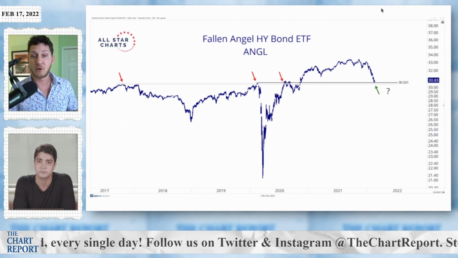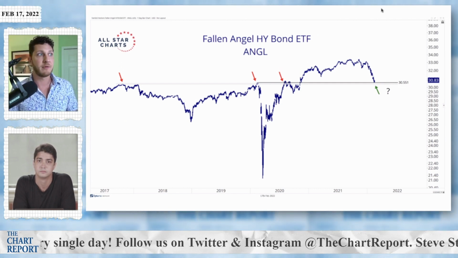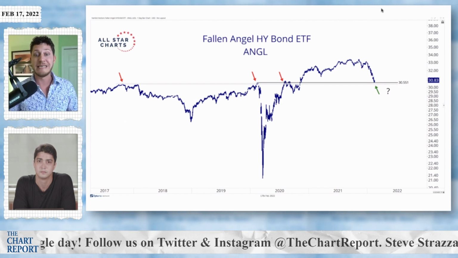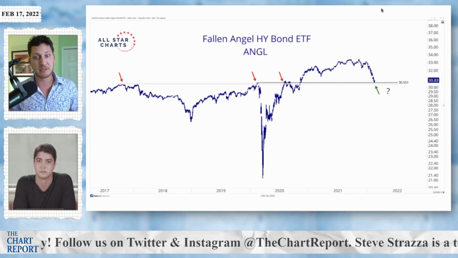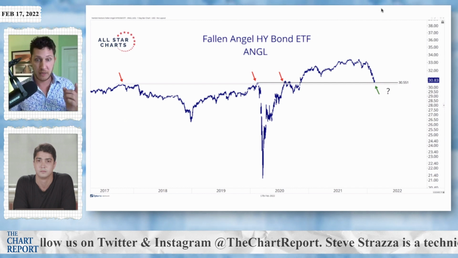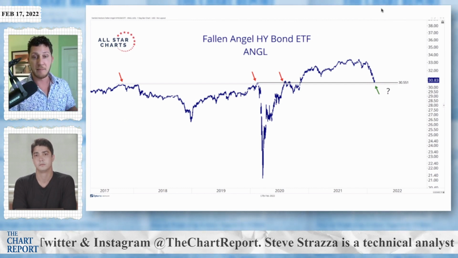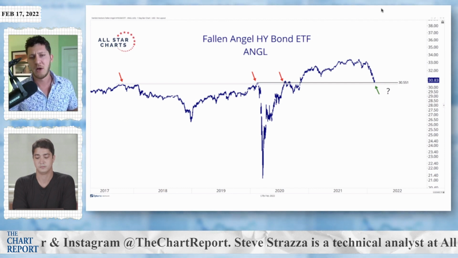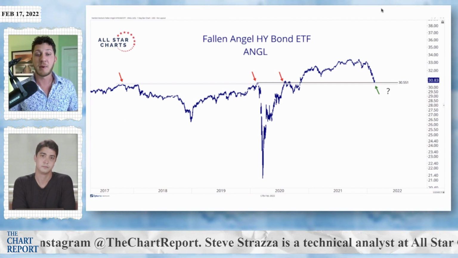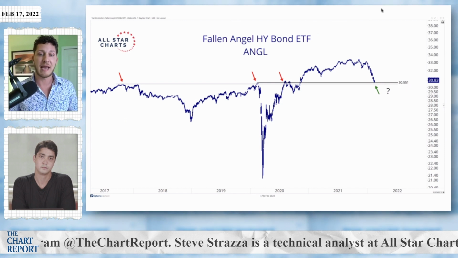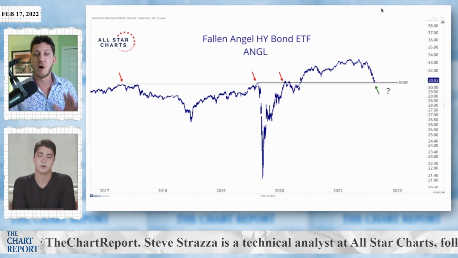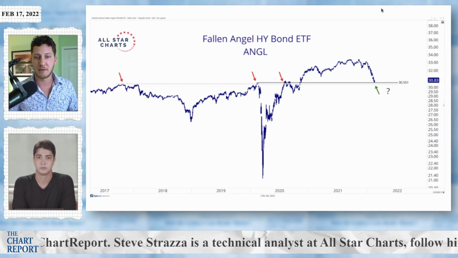So in order for credit spreads to stop widening and for the HYG IEI ratio chart to not end up executing this topping formation and resolving lower, we need high yield bonds to find their footing on an absolute basis. And the reason I'm focused on Fallen Angels is that they're high yield bonds that were very recently marked down from investment grade to junk. So they're the newest high yield bonds on the street.